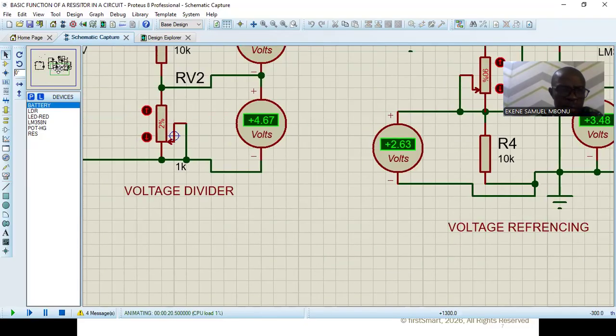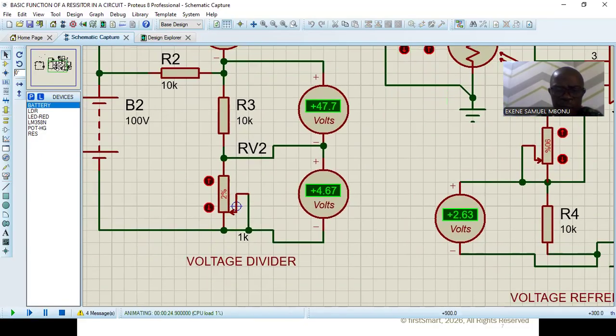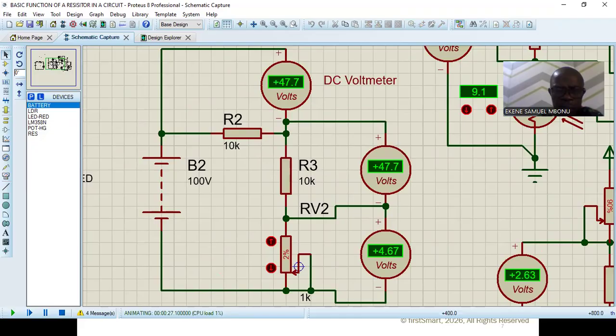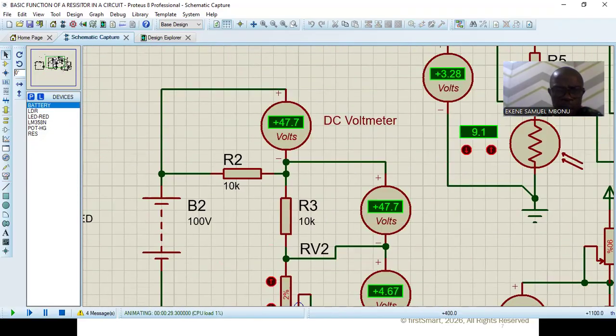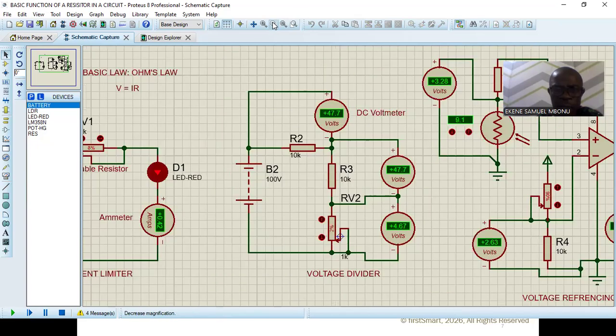which is voltage divider. Oh, I need to centralize this. Okay. Now, I want you to tell us, another person, tell us what you observe about the reading. This reading, this reading, this reading. Not Ben now, another student in the class.